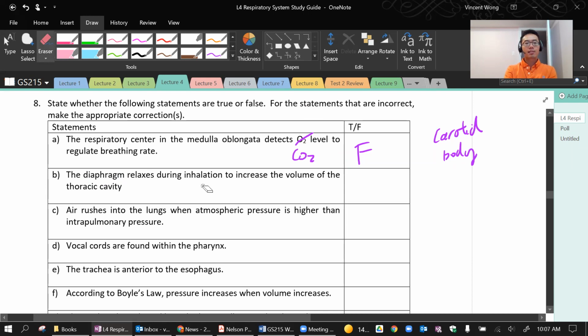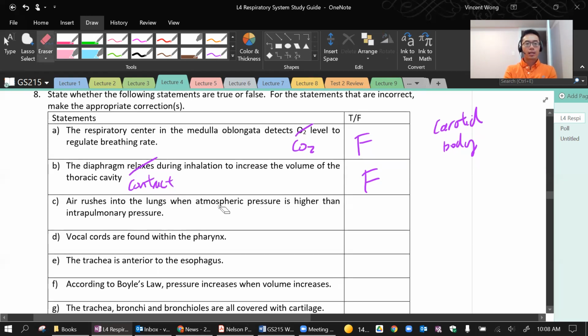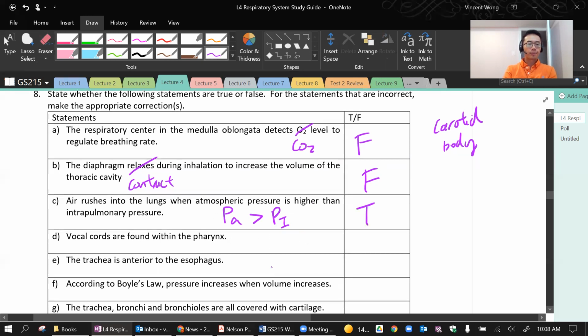Next, the diaphragm relaxes during inhalation to increase the volume of the thoracic cavity. So to breathe in, you actually have to contract your diaphragm so that it's going to flatten and pull your lungs down. So that is false. Air rushes into the lungs when PA is greater than PI. Is that true or false? Hopefully it makes sense by now, right? Yeah, this is true. It goes from high pressure to low pressure.